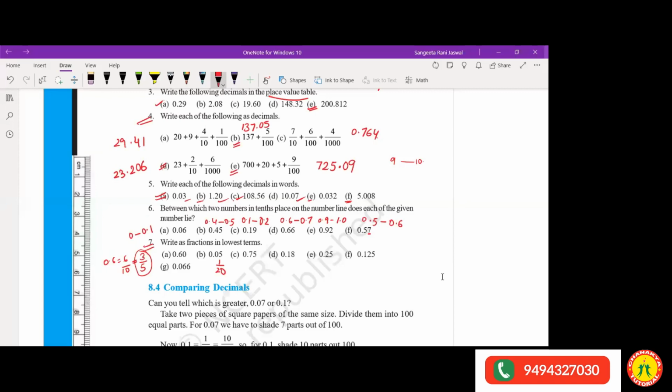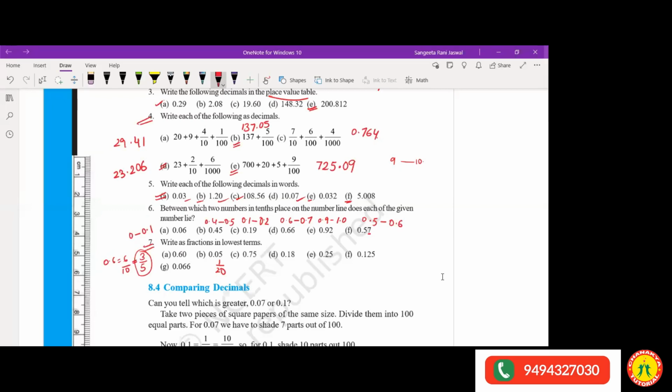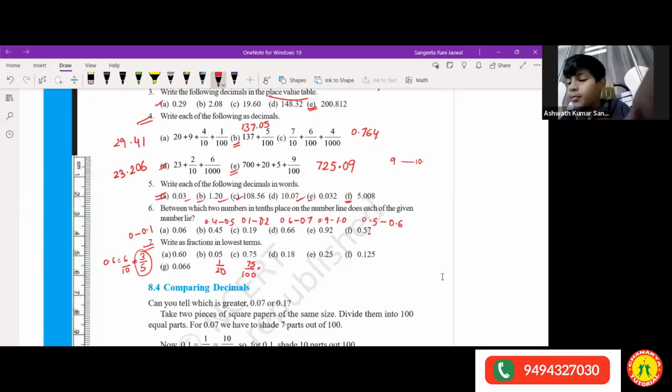Very nice. Let me ask others also. Ashok, you tell me this. Can I explain how I did it? Ma'am, one minute. Ma'am, is it 75 by 100? Yes, it will be 75 by 100. Then reduce it to lower form. Yes, ma'am, so it will be 3 by 4. Okay, Ashok, you got the same? Yes, ma'am, 3 by 4.